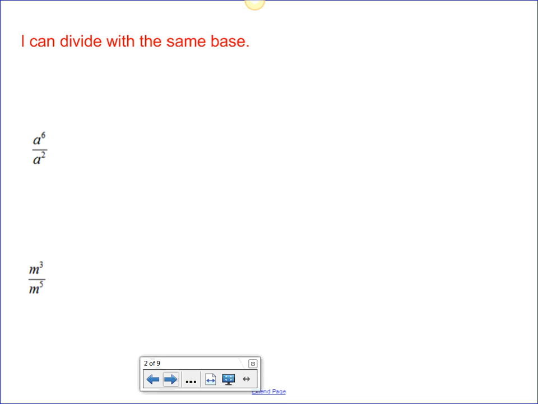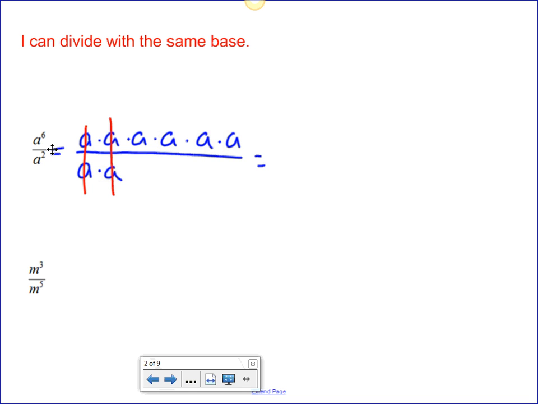So if we take a look at these two examples, we can kind of get an idea of what this means. If I looked at a to the sixth divided by a to the second, I'm going to expand this out to what it really means. So a to the sixth really means a times a times a times a times a times a divided by a times a. If we do that, hopefully we can see that things cancel out. The a's here cancel out, these a's here cancel out. So what are we really left with? We're really left with a to the fourth.